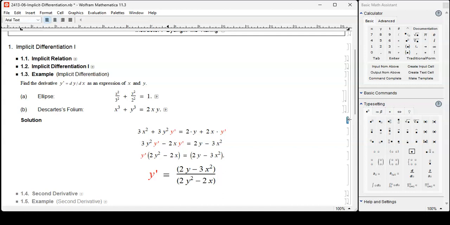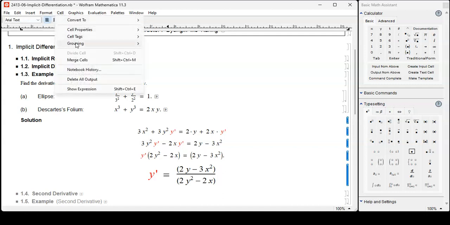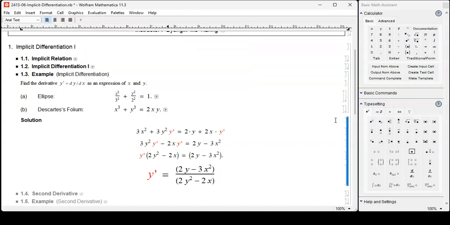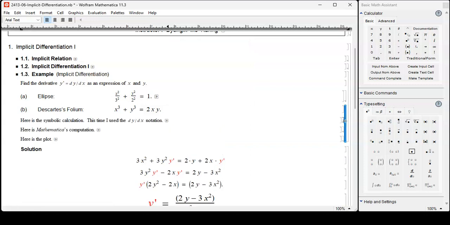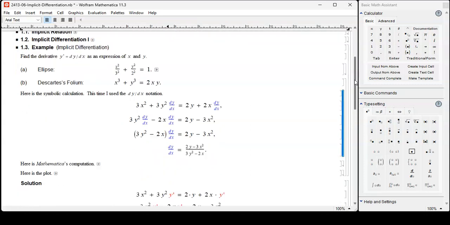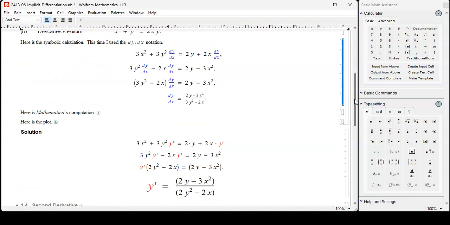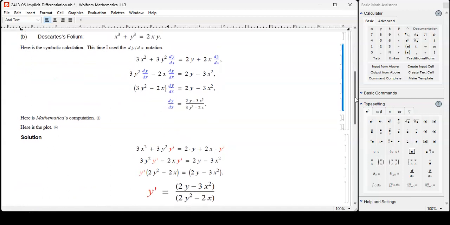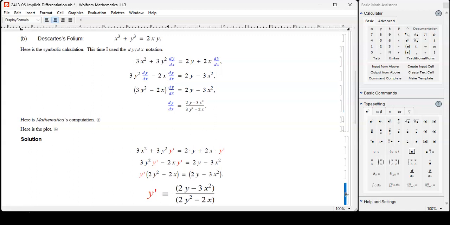What do you think? Did I do this right? Does it fit your computation? Well, what did I do here? Oh, here, okay. I use dy dx notation. That's a bit too big. This one, let's expand just a little bit.